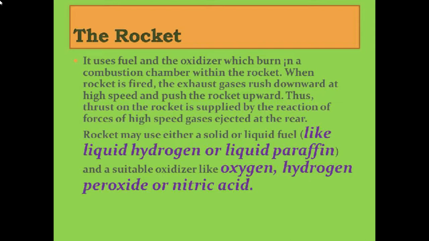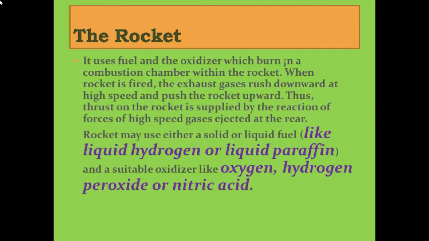The thrust on the rocket is supplied by the reaction force of the high speed gas ejected at the rear side. When you see a huge cloud of gases formed on the lower side of the rocket, as a result the rocket is launched in the upward direction. This happens because of the thrust from the reaction force of the high speed gases ejected in the downward direction, which pushes the rocket vertically upward.